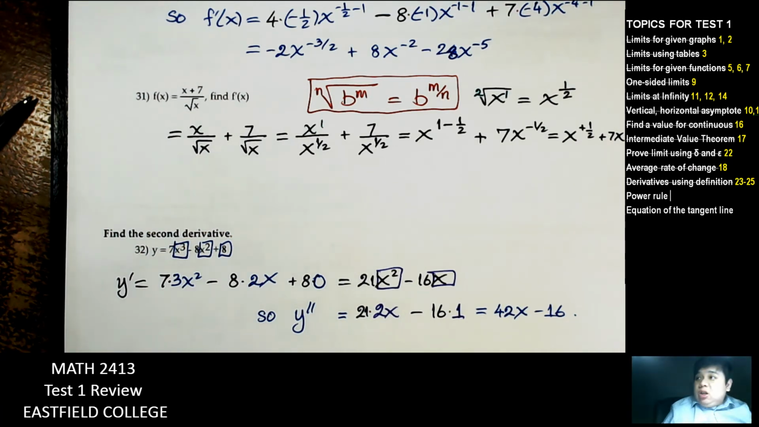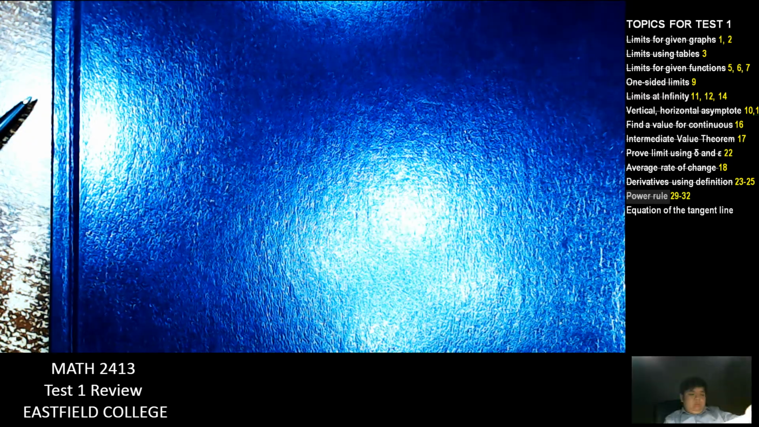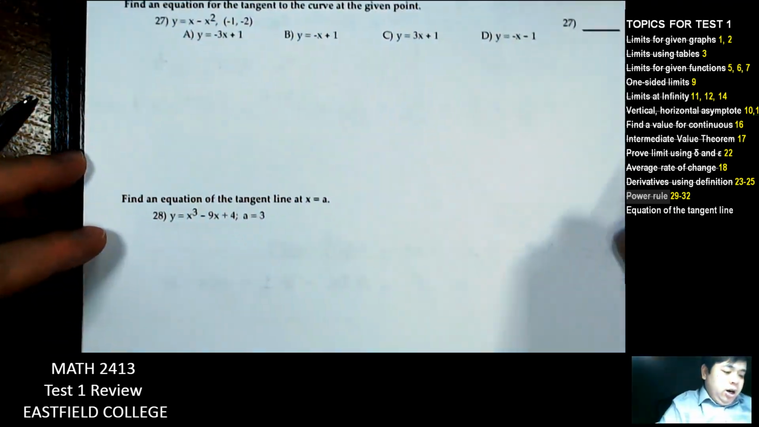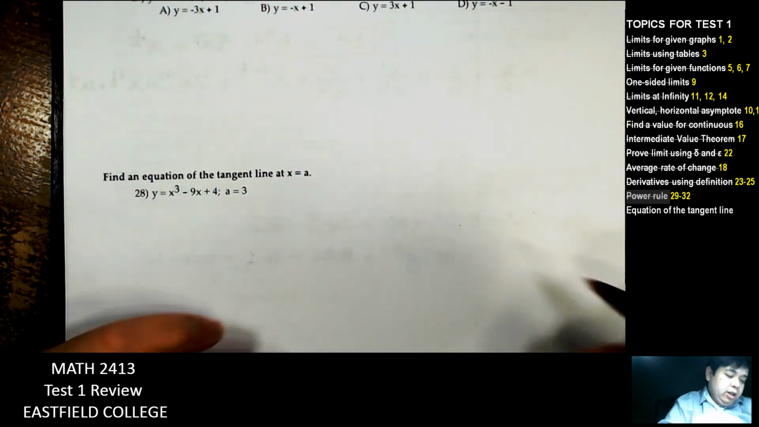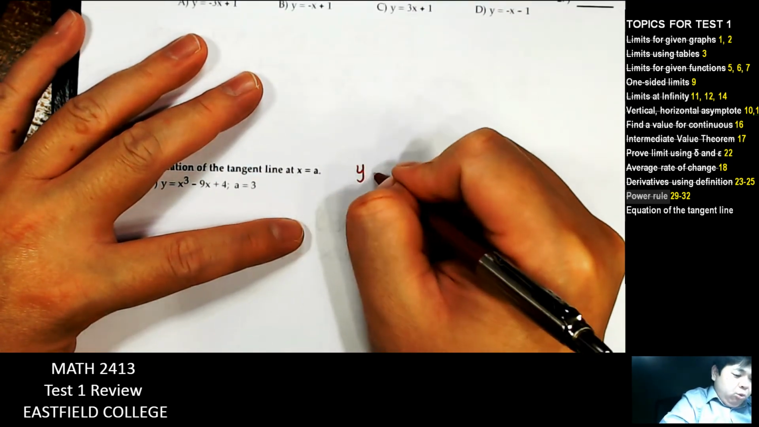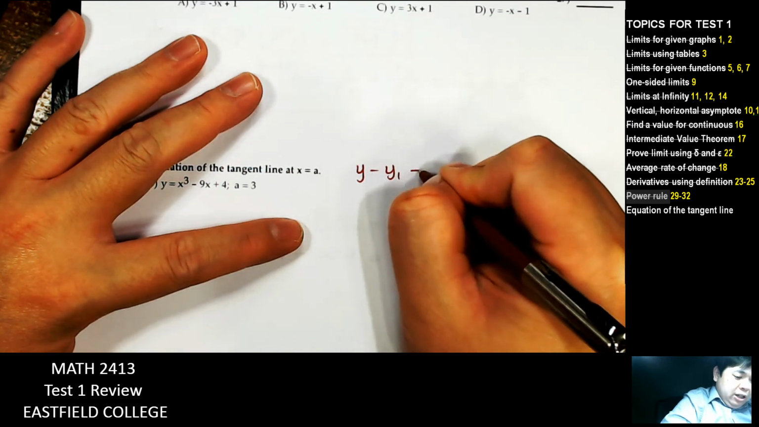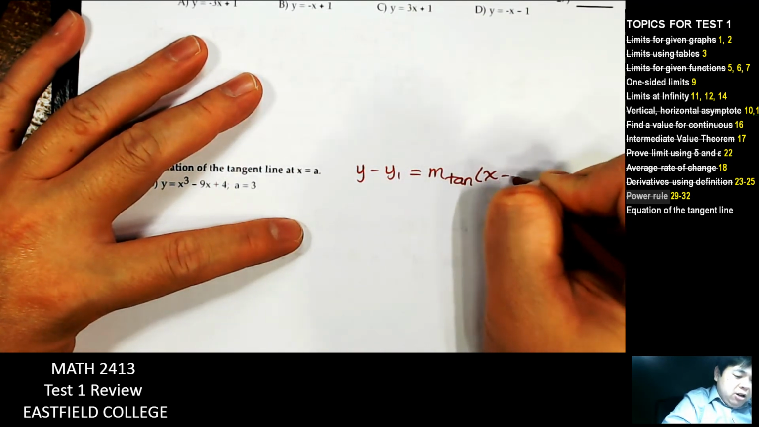29 to 32. Right, equation of tangent line. Look at this one. The equation of the tangent line might be in a different form: y minus y1 equals the slope of the tangent line times x minus x1.